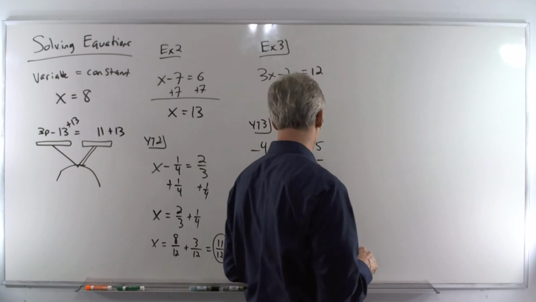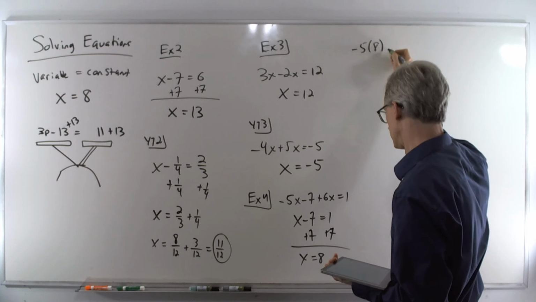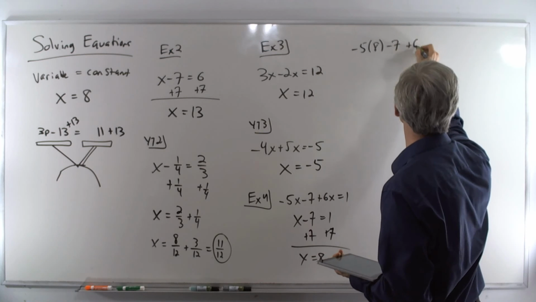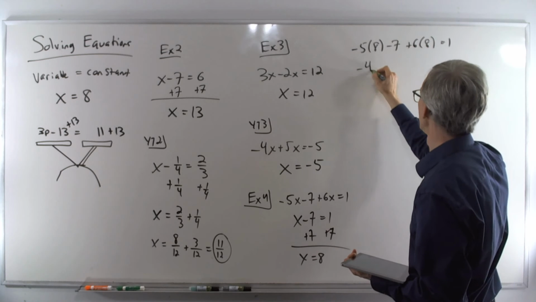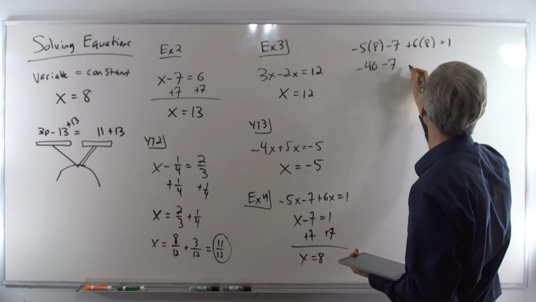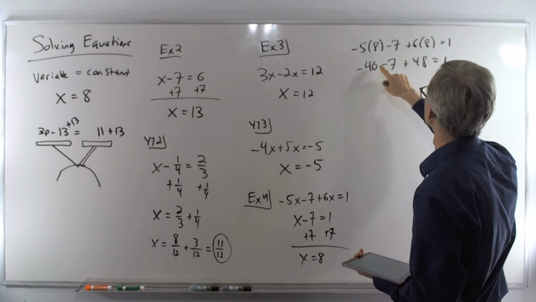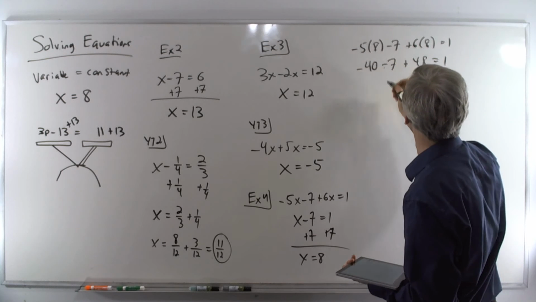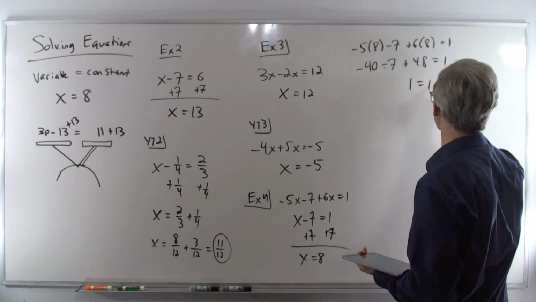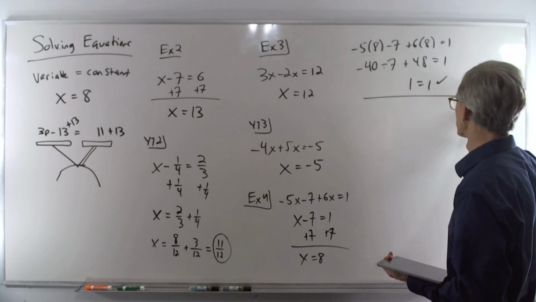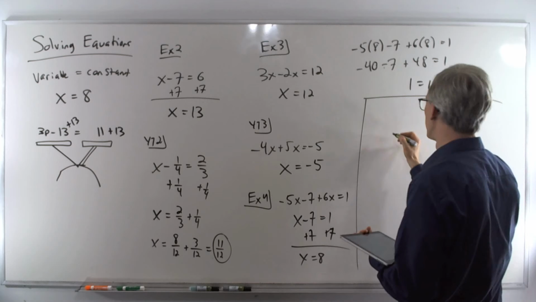All right, let's check. I'm going to take 8 and plug it in here, so that gives us negative 5 times 8 minus 7 plus 6 times 8 equals 1. Negative 5 times 8 is negative 40 minus 7 plus 6 times 8 is 48 equals 1. Let's see. All right, so we combine these. 48 minus 40 is 8, minus 7 is 1. 1 equals 1, that checks. So x equals 8 is correct. That brings us to your turn, number 4.